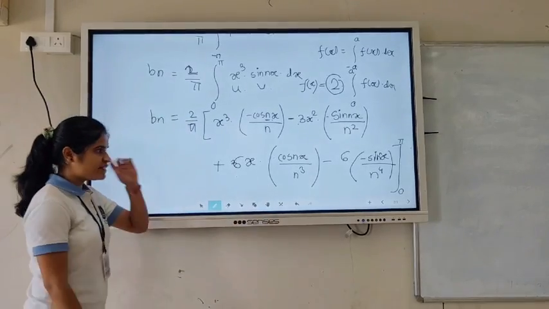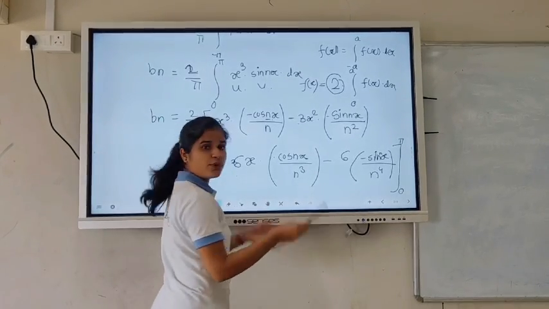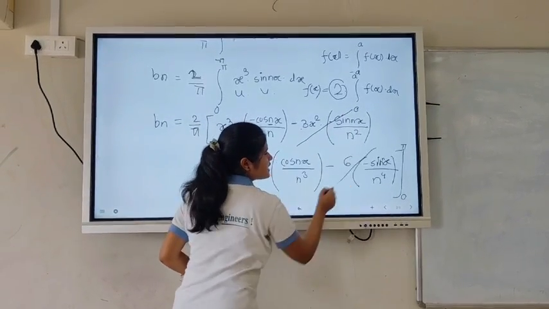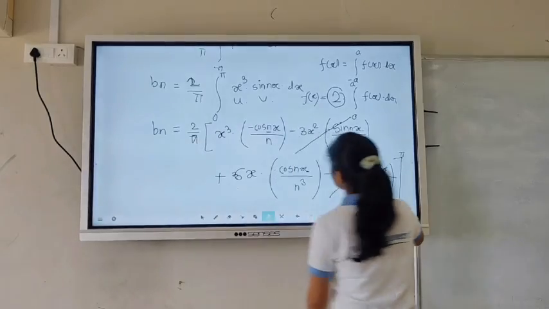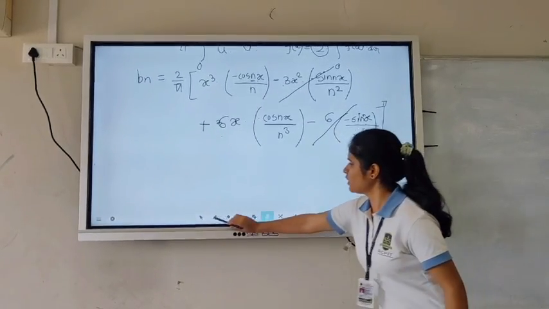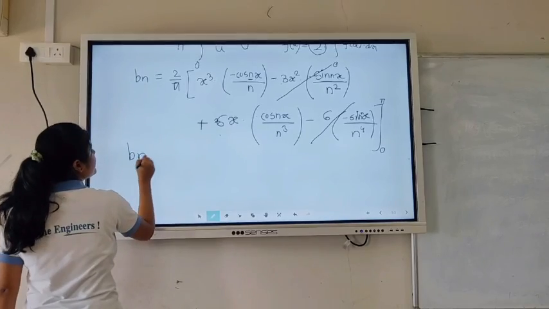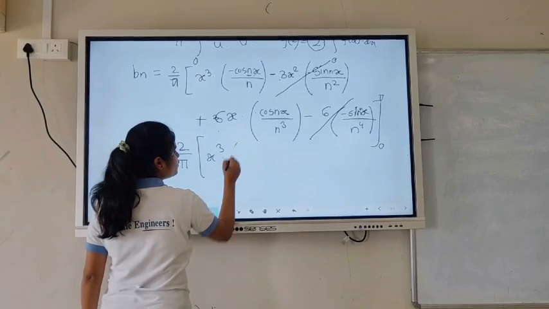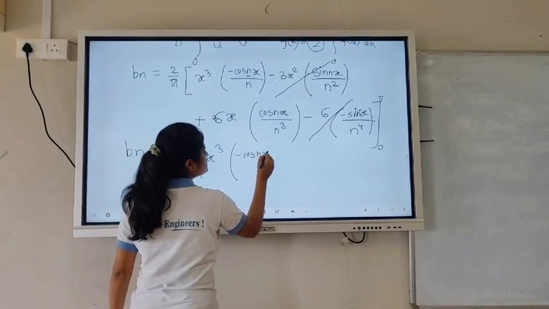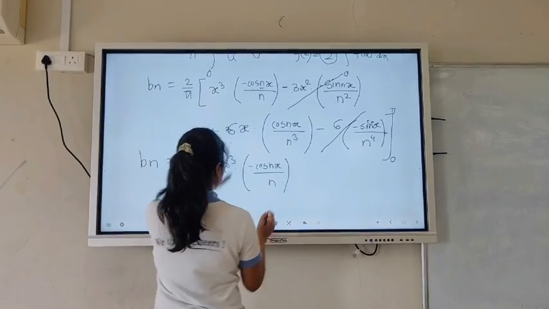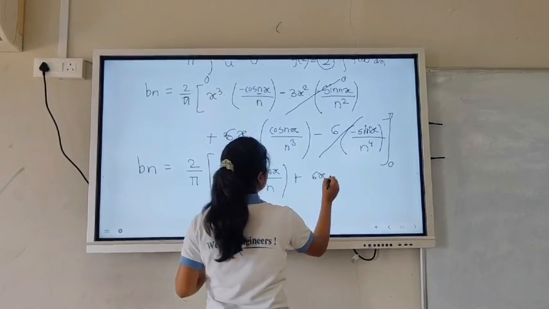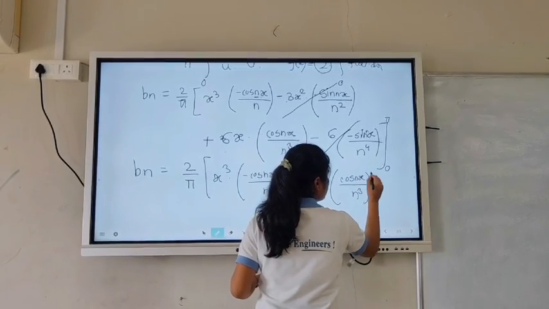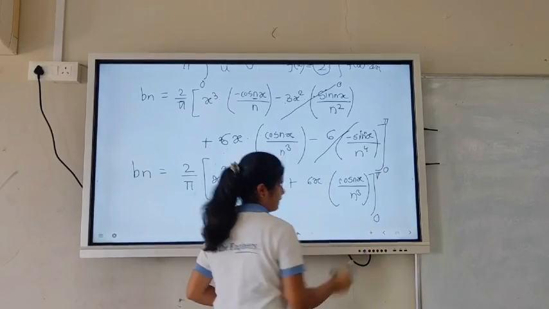As you can see here, as we know that if we put pi or 0 in the sine term, it will become 0. So this sine term and this sine term will be cancelled. Now what is remaining here? 2 upon pi, x cube into minus cos nx upon n, plus 6x into cos nx upon n cube, and our limit is from 0 to pi.